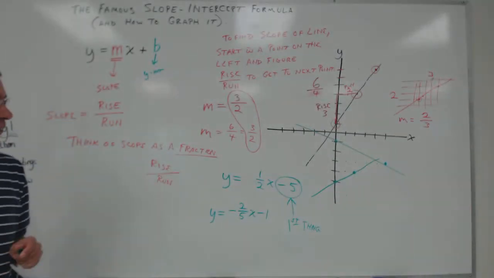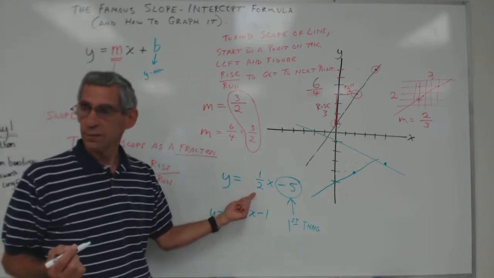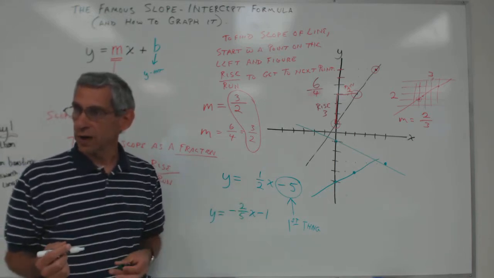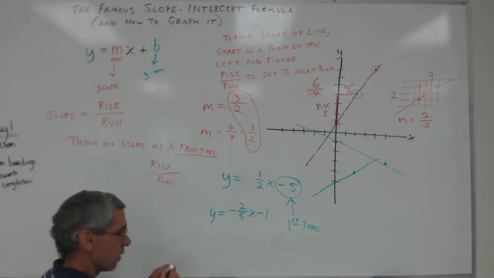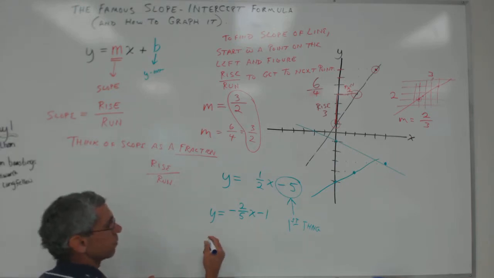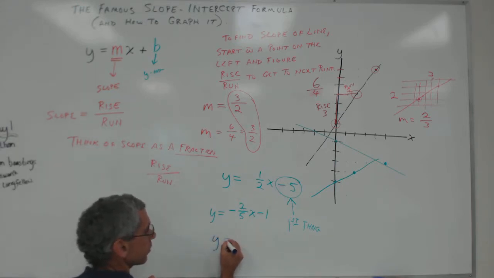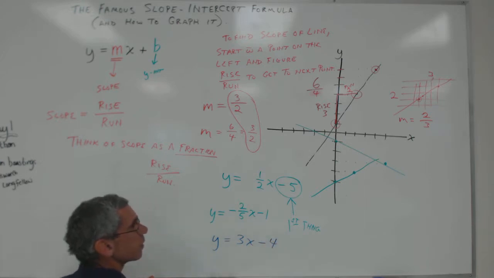So it's a good thing for your slope to be a fraction. Does that make sense? It's a really good thing. What if I gave you this, though? I'll just do a different color. What can I use? Blue. What if I gave you y is equal to 3x minus 4?